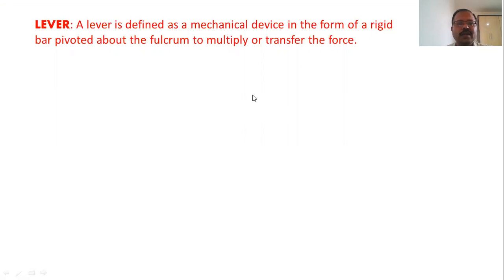The most common example of a lever is a spanner. A spanner can be used to tighten a nut or a bolt. So a spanner acts as a lever. With the help of minimum effort, we can apply a maximum amount of force.